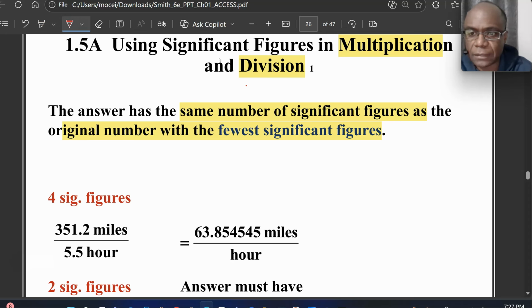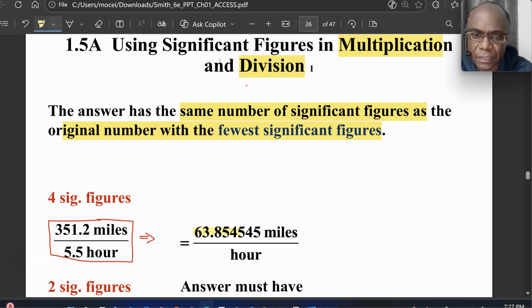So let's look at an example. Suppose you're dividing 351.2 miles by 5.5 hours. How would you report this to the correct significant figure? If you do this math, 351.2 divided by 5.5, the answer you should get is this, and the SI unit is miles per hour. But usually you don't want to stop there. You want to report this to the final correct significant figures.